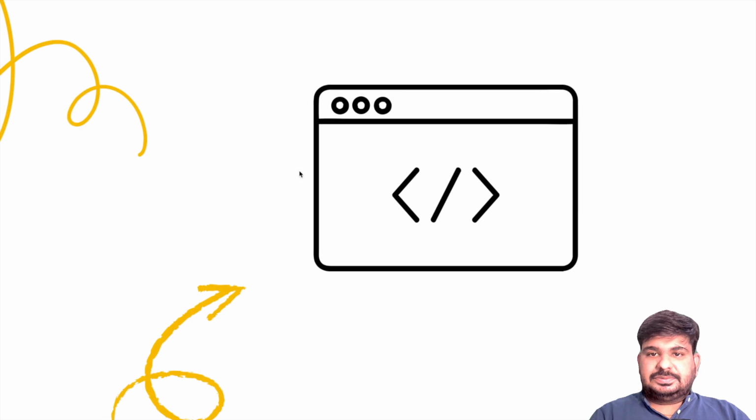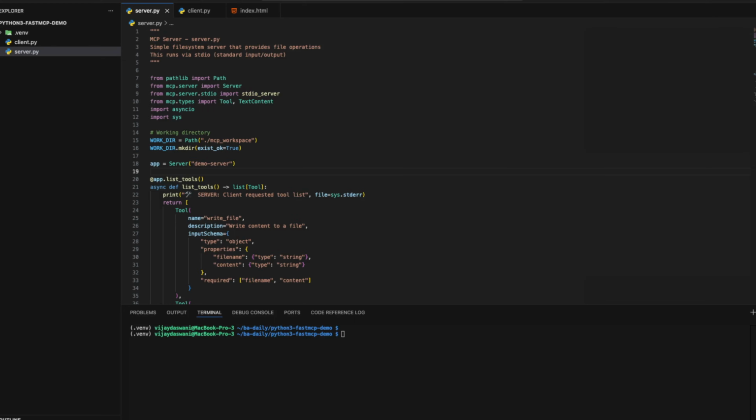Let's see it in action. Now let's look at a simple but powerful MCP setup. An MCP server that exposes file tools, and an MCP client that connects OpenAI to those tools. This is the same pattern tools like Copilot, Agent, and Claude Desktop use under the hood. But here everything is in just two files, server.py and client.py.